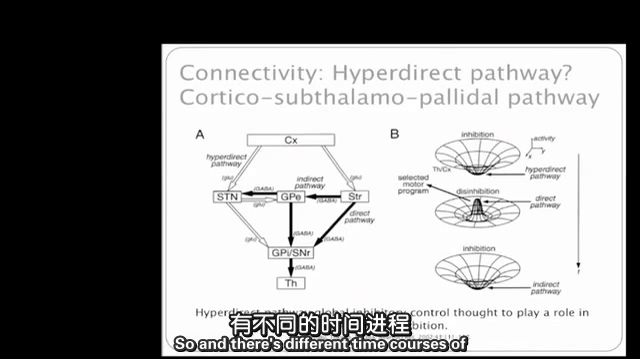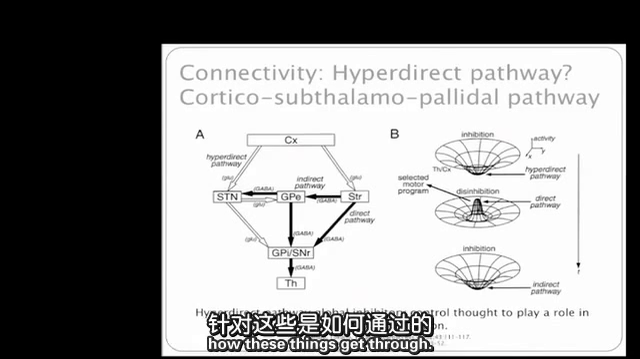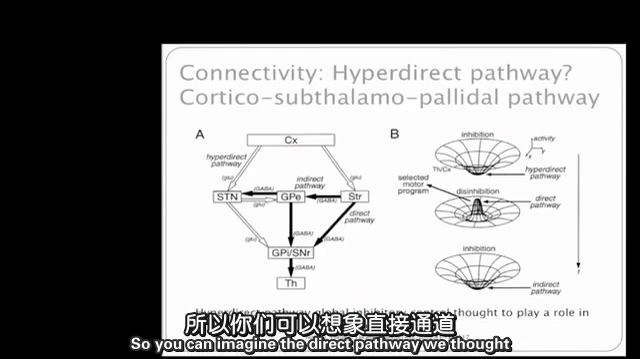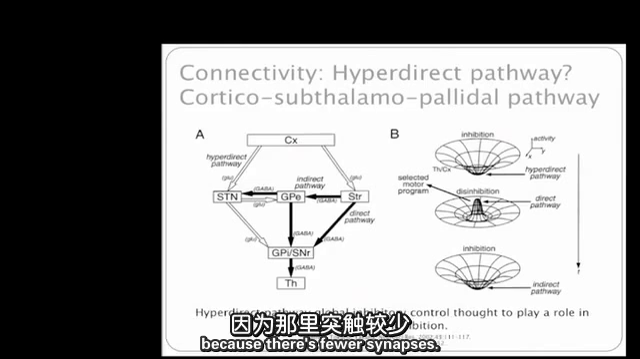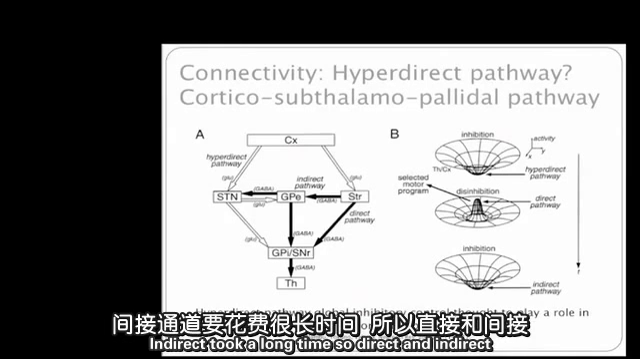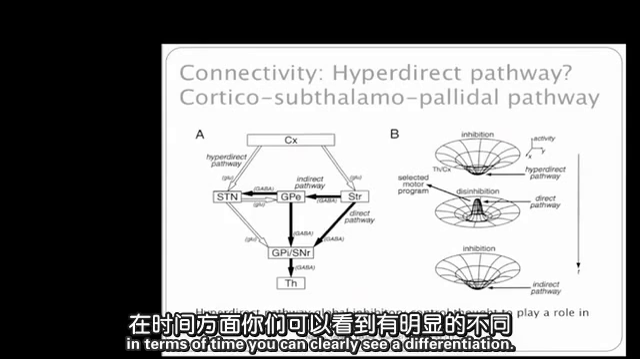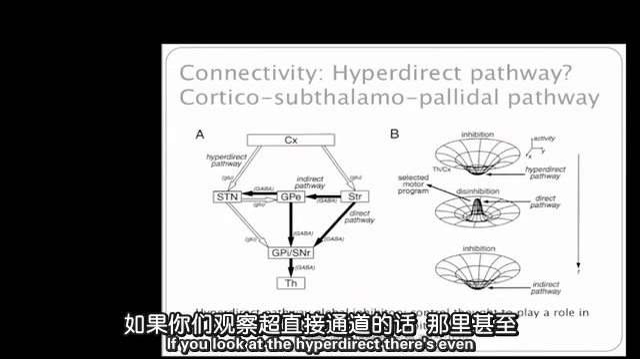And there's different time courses of how these things get through. So you can imagine the direct pathway we thought was the quicker pathway than the indirect pathway because there's fewer synapses. Indirect took a long time. So direct and indirect in terms of time, you can clearly see a differentiation. If you look at the hyperdirect, there's even one less synapse.